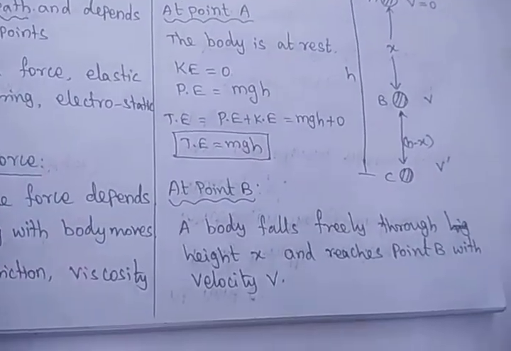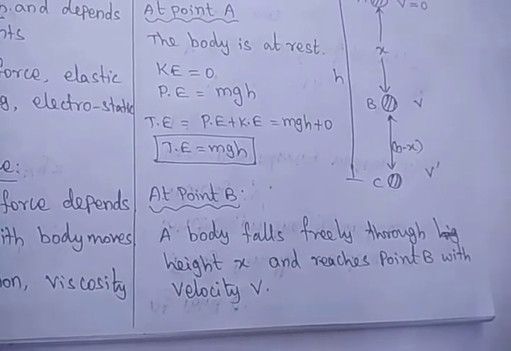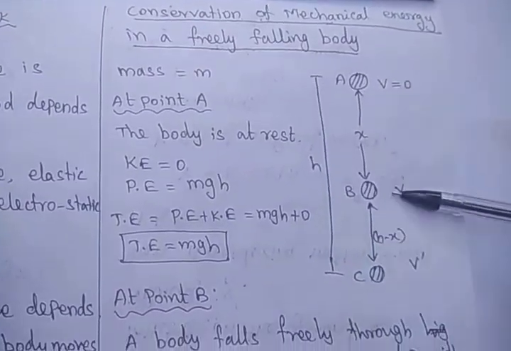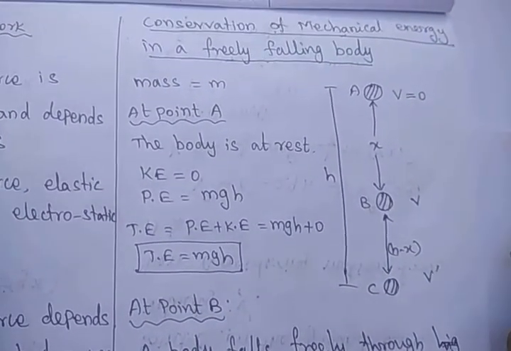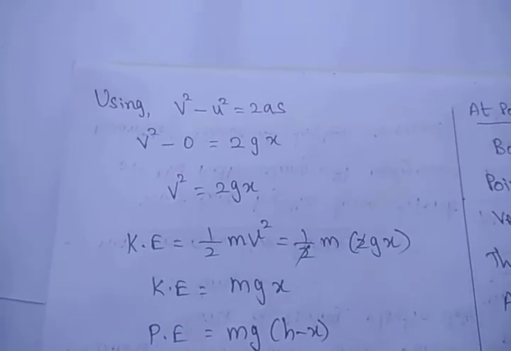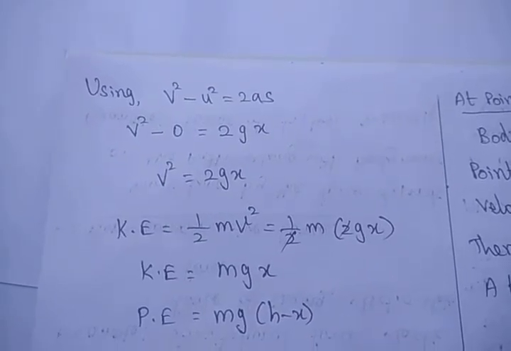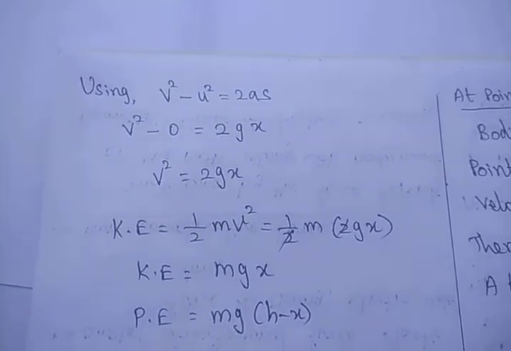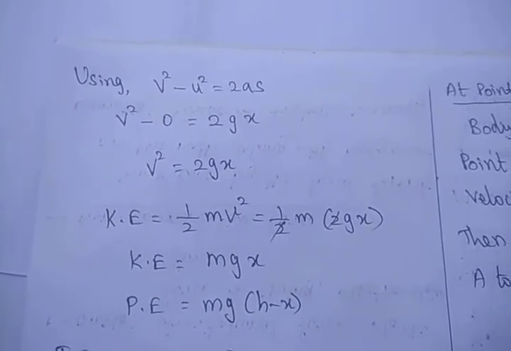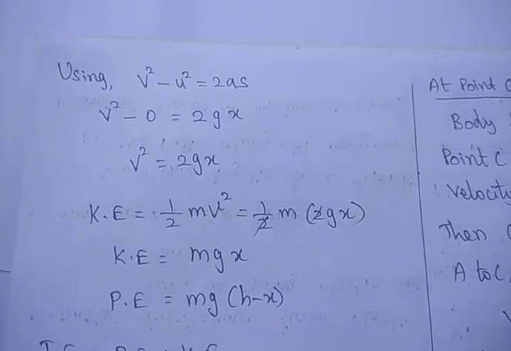At point B, the body falls freely through a height x and reaches the point B with velocity v. Using Newton's equation of motion, v squared minus u squared is equal to 2as. The initial velocity is 0, and the final velocity is v at the point B. So v squared minus u squared is equal to 2gx. Why are we putting the acceleration as g? Because it is a free falling body.